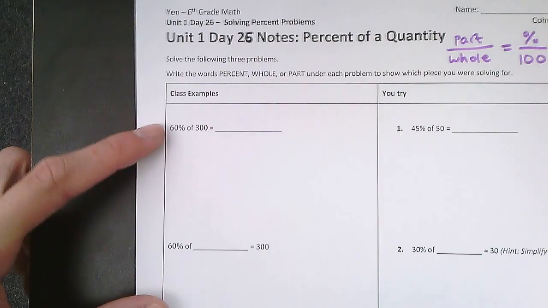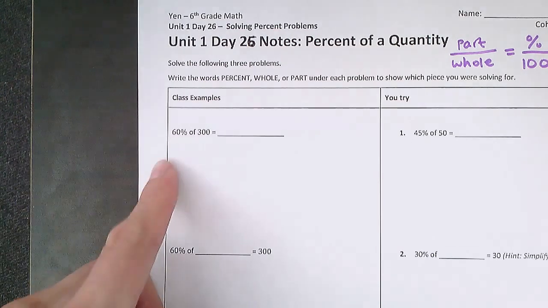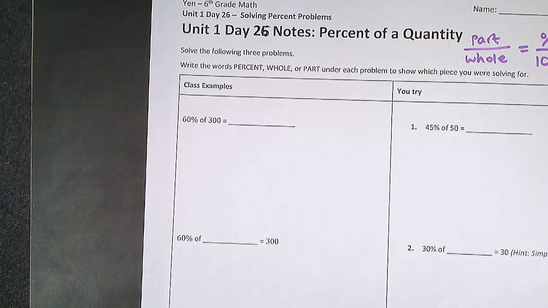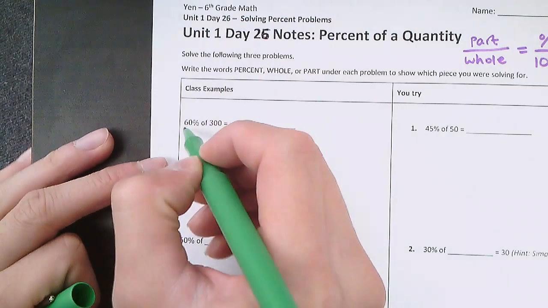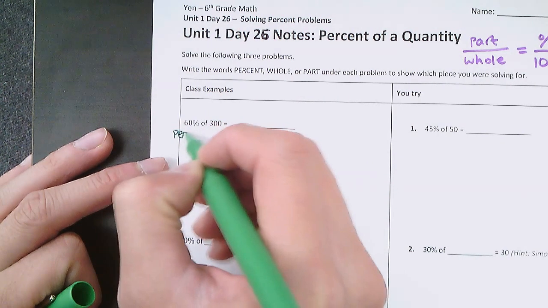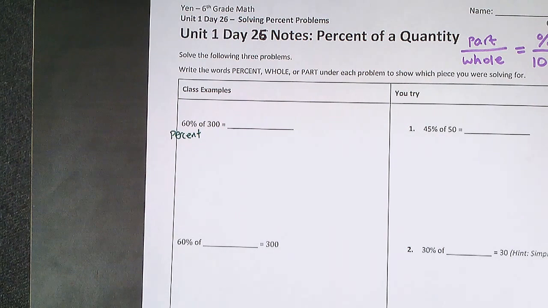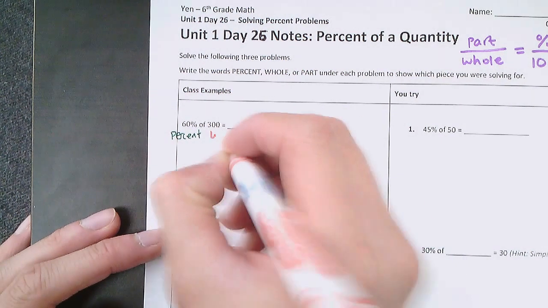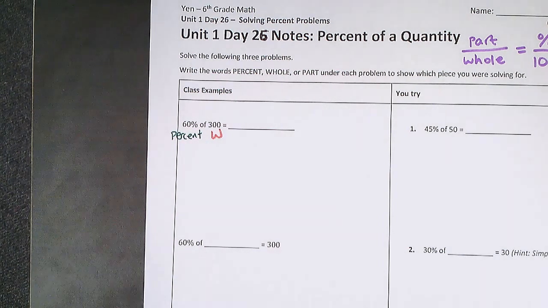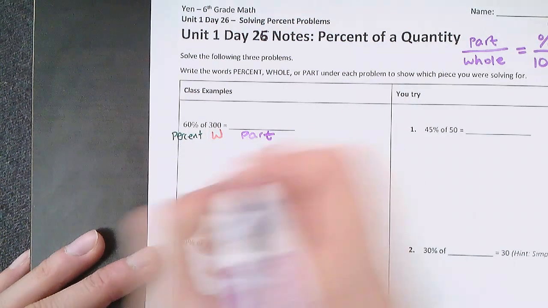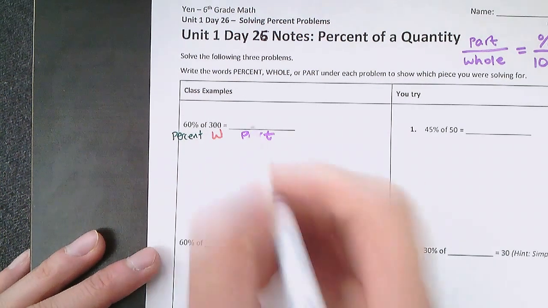So let's look at example number 1 right here. 60% of 300 equals some number. So in this case, 60%, that's the percent, of 300. 300 is the total amount, so the whole. I'm just going to put W for whole. So the percent of the whole gives us a smaller amount of that whole, and that's always going to equal the part. So the percent of the whole is equal to the part.